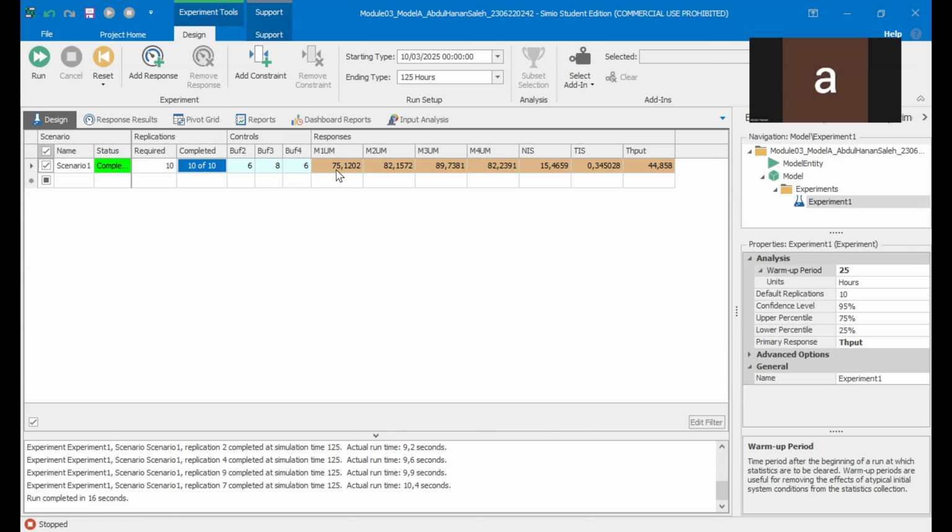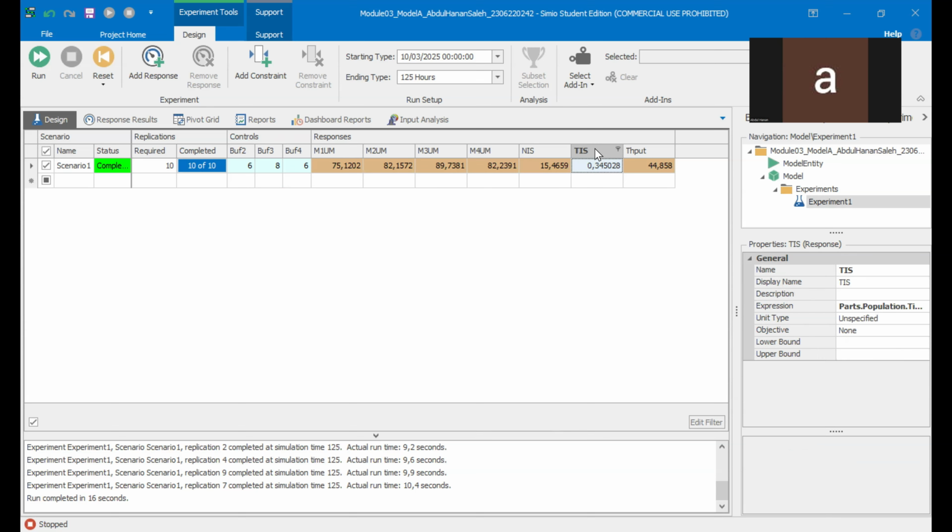As we can see, the machine utilization of M1 is this, machine utilization of M2 is this, the machine utilization of M3 is this, the machine utilization of M4 is this, the number in system is 15.4, the time in system is 20 minutes, and the throughput is 44.85.